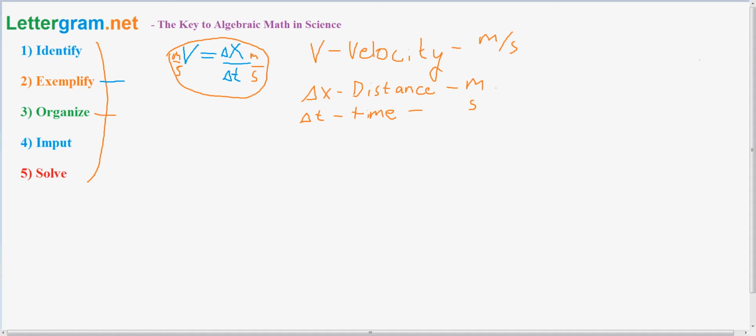So let's say I have a distance of 5 and a time of 5. Okay, so I have 5 meters in 5 seconds. Alright, so now I don't need to really organize this equation to solve it. I have v is equal to 5 meters over 5 seconds, which is equal to 1 meter per second. And that would be inputting it after I organized, which I can then solve.